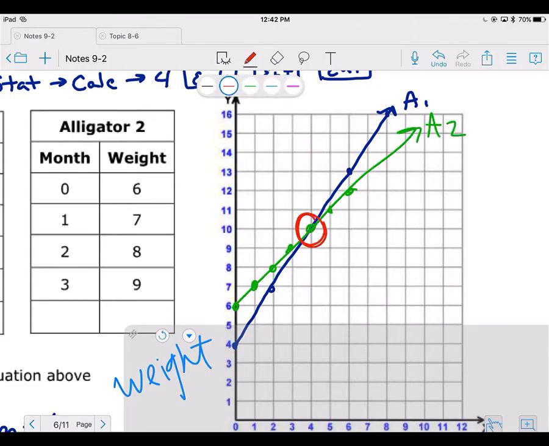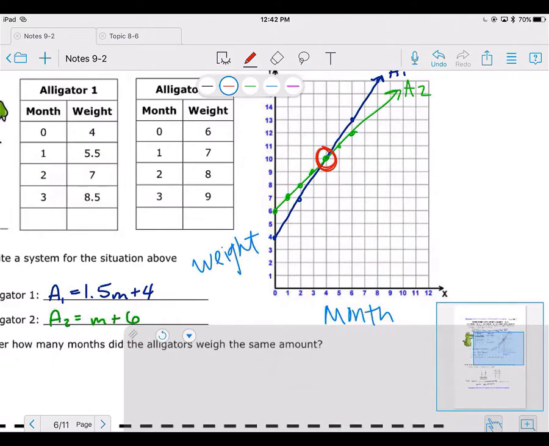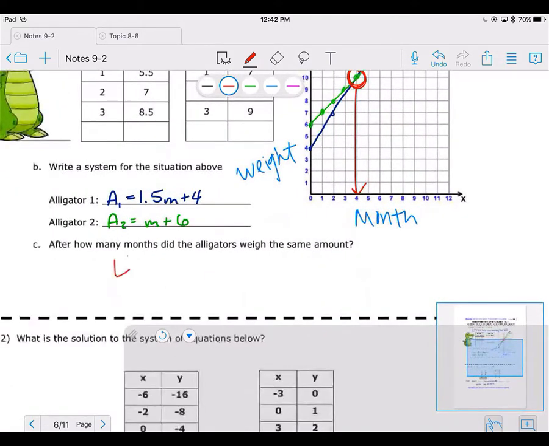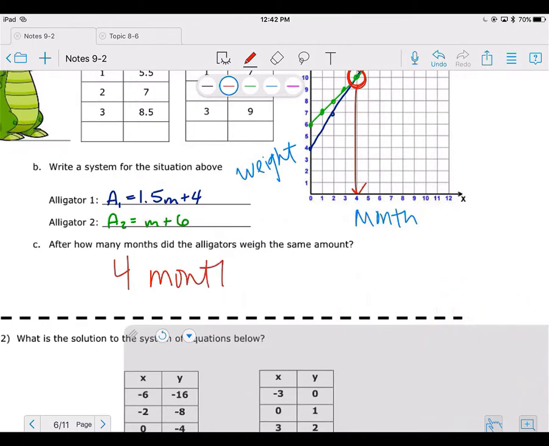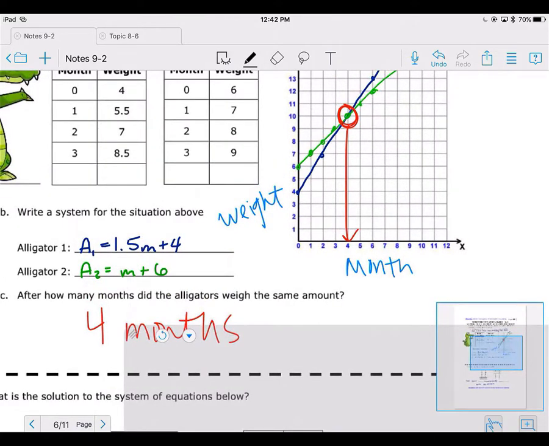Now we can see our dots are crossing here, so that is the point of intersection, where after that many months they weigh the exact same. The question was after how many months, so this would be 4 months. The alligators both weigh 10 pounds, or 10 whatever weights.